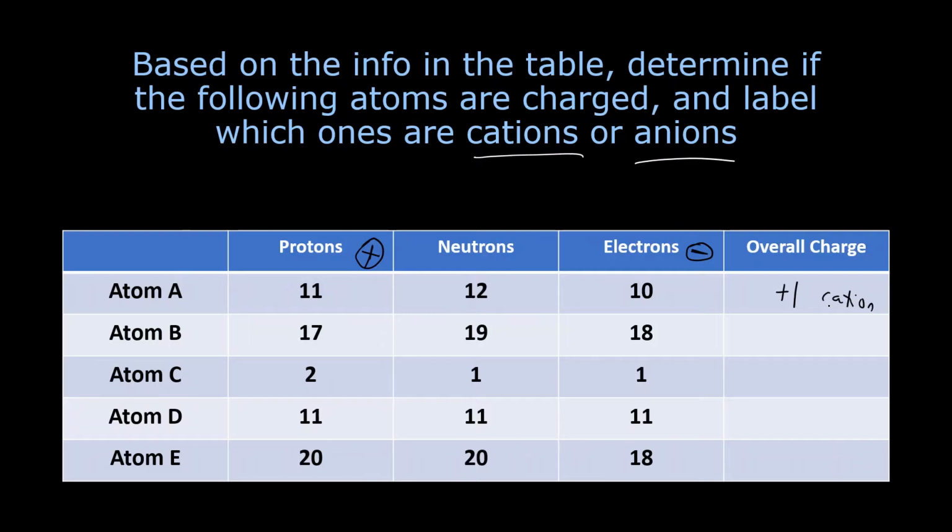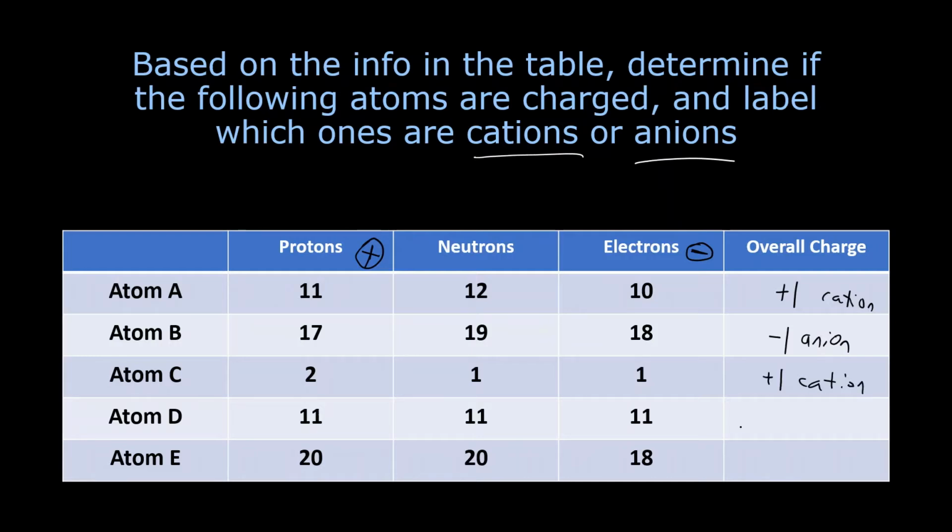All right. Atom B has 17 pluses and 18 minuses, so it's got 1 extra minus than the plus, so 1 extra electron means it's going to have a charge of -1. That would make it an anion. Atom C has 2 protons, 2 pluses, and 1 electron, 1 minus. That gives us an overall charge of +1, and again that would be a cation because it's positively charged.